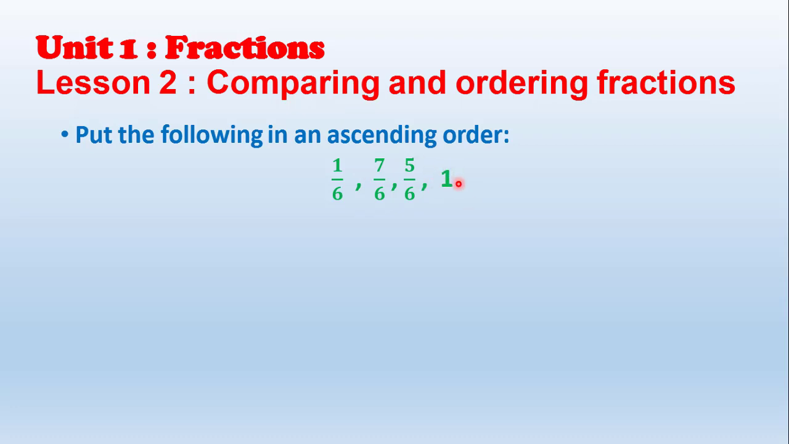Yes, I'll change 1 to a fraction with the bottom number 6. As we said before, we can write 1 as a fraction with the same up and bottom number. So here I write 1 as 6 over 6. Now I can arrange them. Yes, I can arrange. How? 1 over 6, then 5 over 6, then 6 over 6, which is 1, and finally 7 over 6.